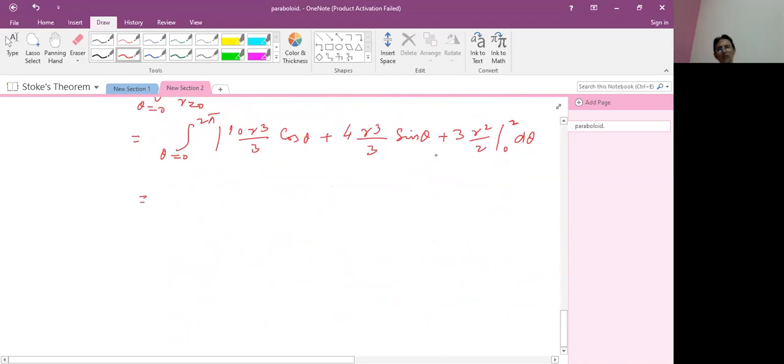When we put in 2 raised to the power 3, it is 8. 8 into 10 is 80 over 3 cos theta. Similarly, 2 raised to the power 3 is 8, 8 times 4 is 32, so 32 over 3 sin theta, plus 2 square is 4, 4 divided by 2 is 2, 3 times 2 is 6, into d theta, with theta from 0 to 2 pi.